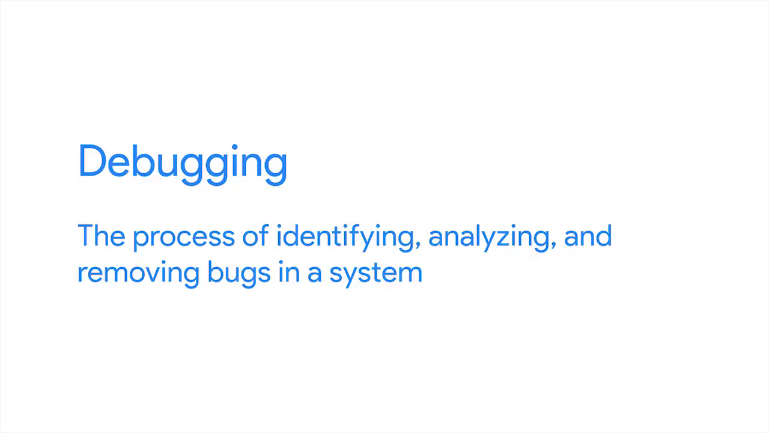On the flip side, debugging is the process of identifying, analyzing, and removing bugs in a system. We sometimes use troubleshooting and debugging interchangeably, but generally, we say troubleshooting when we're fixing problems in the system running the application, and debugging when we're fixing the bugs in the actual code of the application.